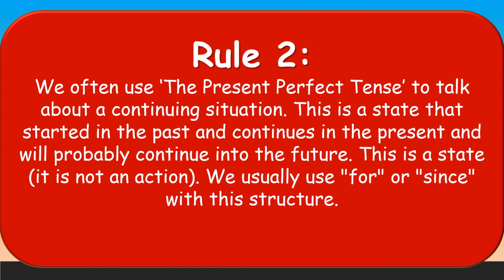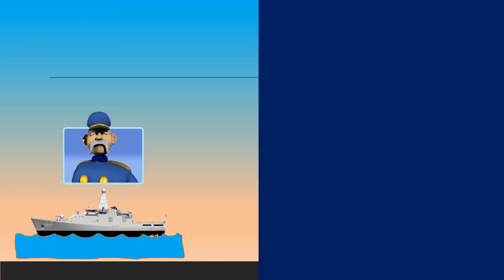In rule two, we often use the present perfect to talk about a continuing situation. This is a state that started in the past and continues in the present and will probably continue into the future. It's a state, it's not an action. We usually use for or since with this structure, for or since. So remember, if you want to make present perfect, you can use for or since to talk about the present perfect.